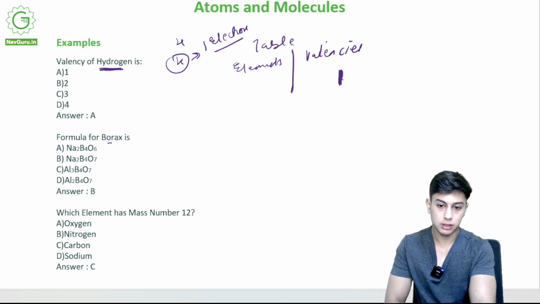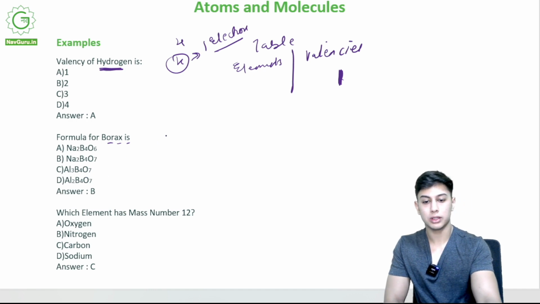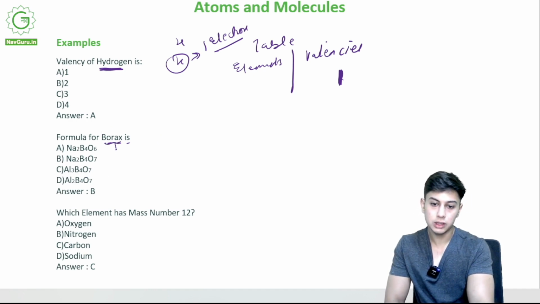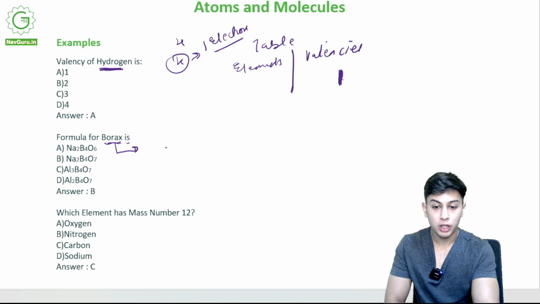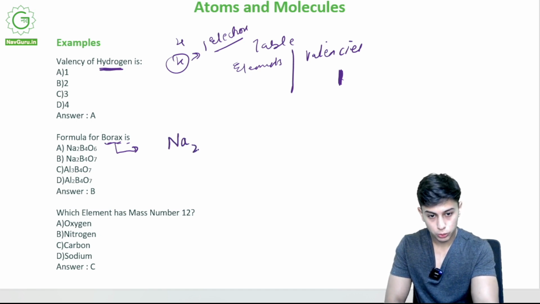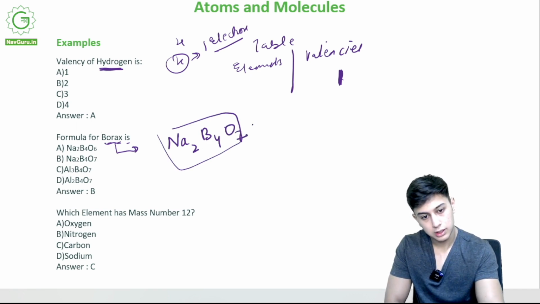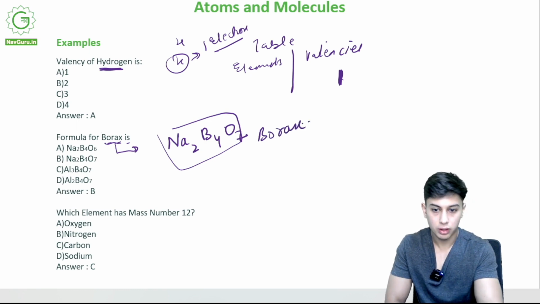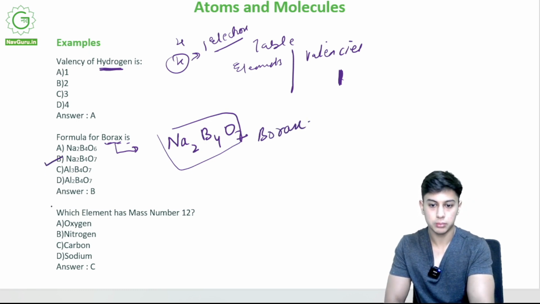Formula for borax. What is formula for borax? Na2B4O6, Na2B4O7, Al3B4O7, Al2B4O7. So remember, this is an important question. It has come up in the past. Formula of borax is Na2B4O7, sodium. Memorize it. This is borax.